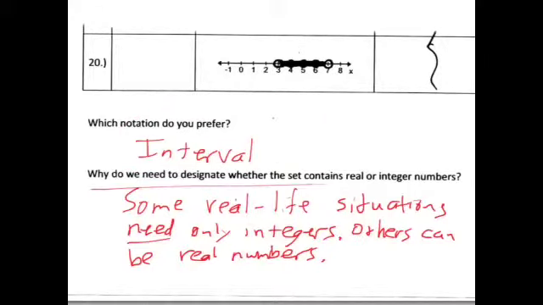And then why would we need to designate whether it's real or integer numbers? That would come about because some real life situations need only integers. Like if you're trying to get how many people are at a dance, you're not going to count a half person with only one bit there, okay? People are whole people or no people. So there are situations where you want just whole numbers. And there you go, solutions.